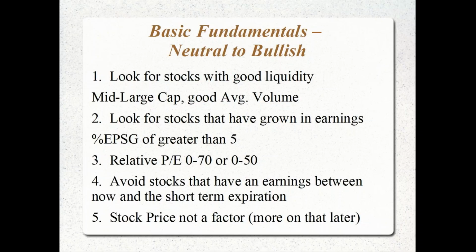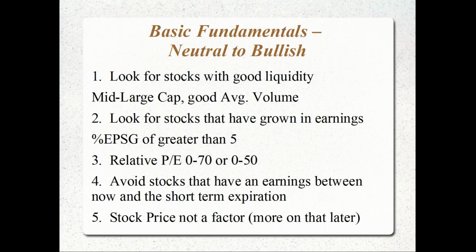Now for a diagonal spread, neutral to bullish, a diagonal call spread, I'm also going to look for stocks that have shown good management. Okay, we're going to look for stocks that have shown earnings and growth, have grown in earnings over the last year by at least 5% or more. We also, with the different searches that Ernie has done and the testing that Ernie and I have done over the time for different strategies, want to keep the stock with a relative PE ratio, price to earnings ratio, somewhere 0 to 70 or 0 to 50.